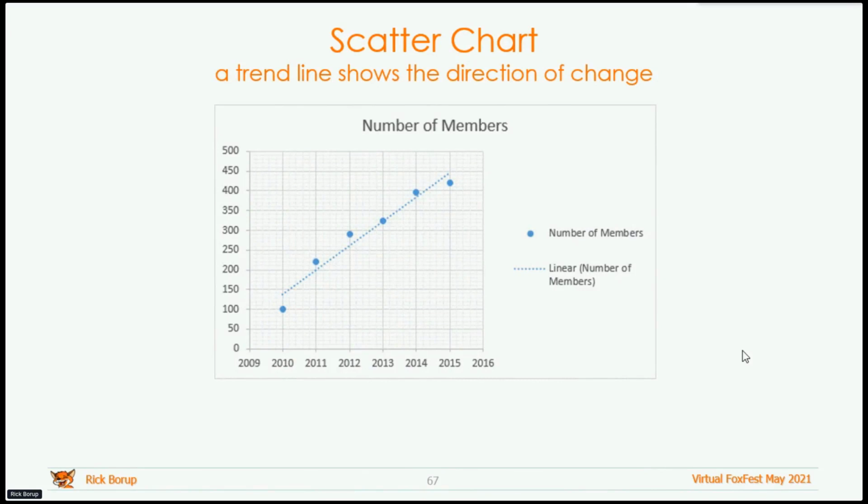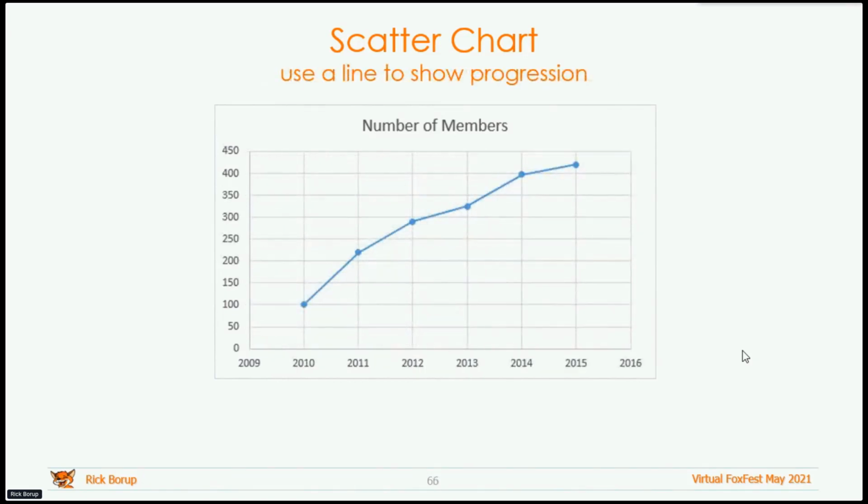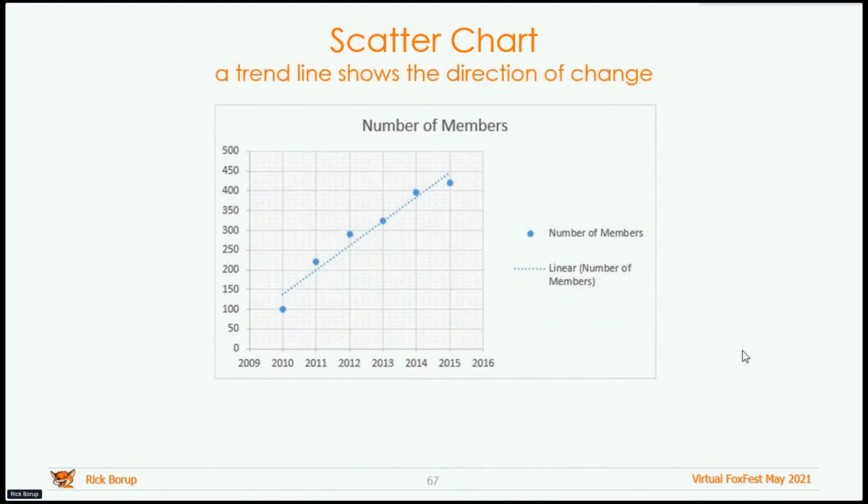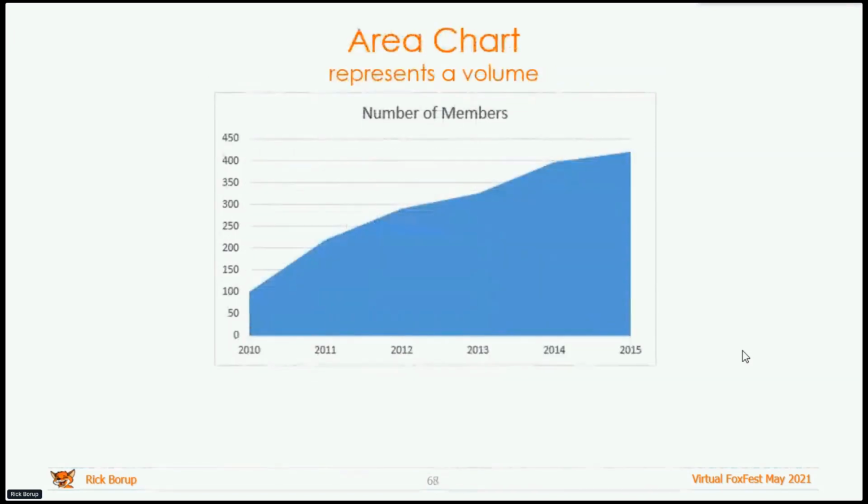Let me back up. If there's a trend, you can add a trend line. This is a linear regression that most tools, including Excel, can do for you. So it's a little different than just the line chart. The trend line shows the progression and tries to forecast where it's going.